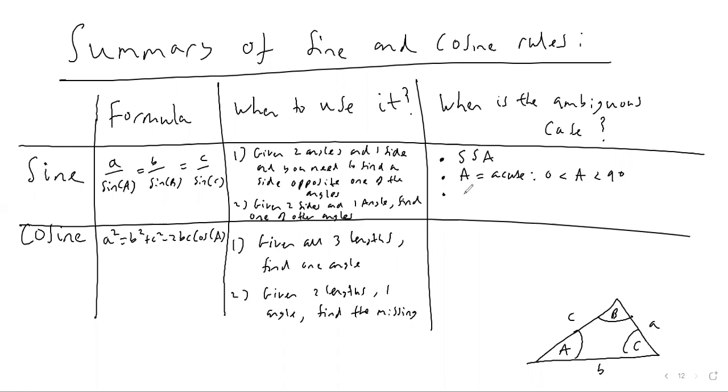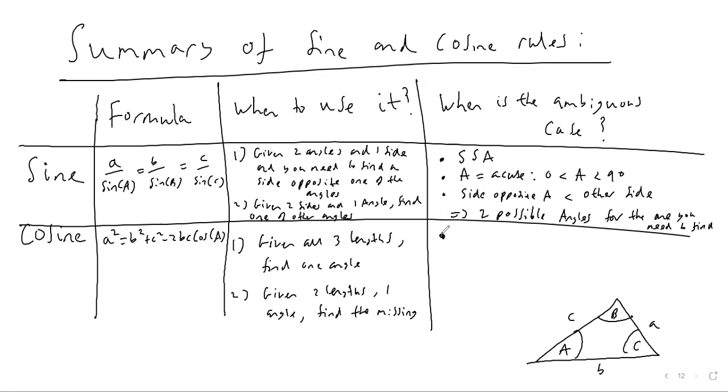Also, when the side opposite A, so opposite this angle, is less than the other side given in the question. If that is true, then there are two possible angles for the one you need to find.